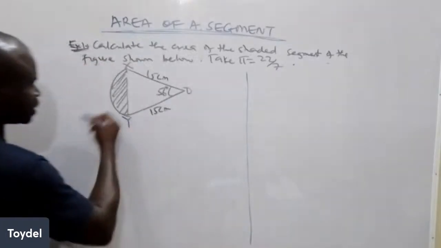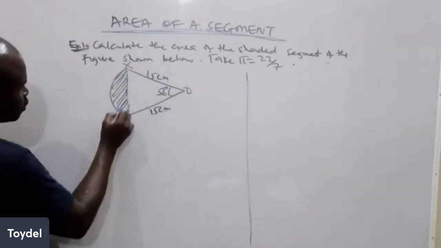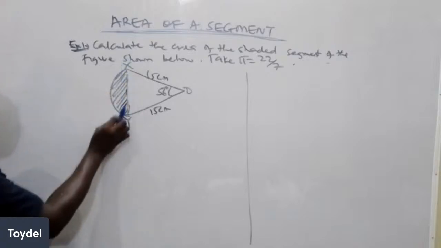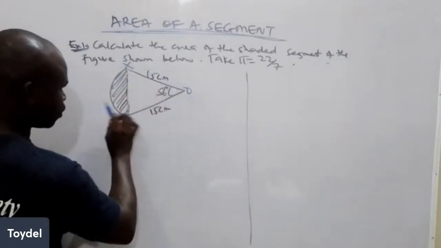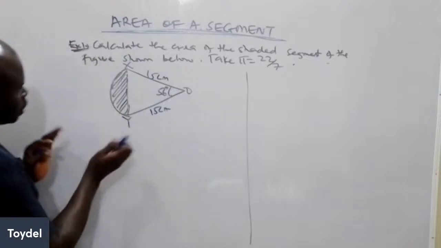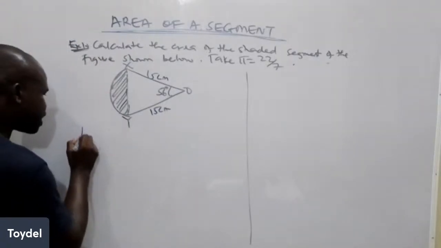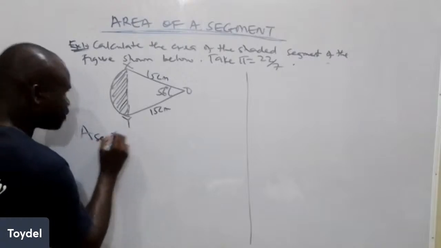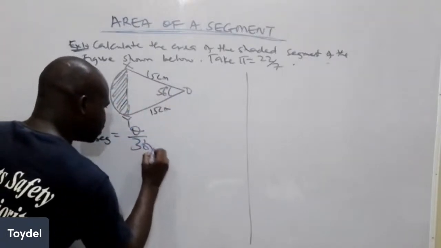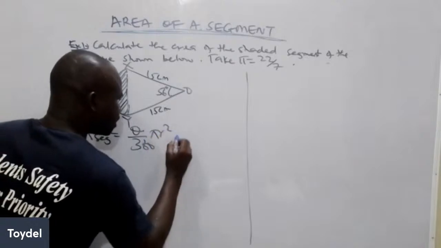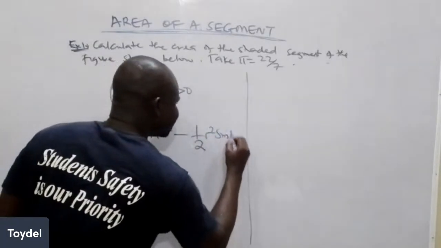So what do we do here? The portion that is shaded here is a segment from the sector. The whole diagram is a sector. The unshaded portion is a triangle. The shaded portion is a segment. How do we find the area of a segment? The area of a segment by formula is given as the area of the whole sector, theta over 360 degrees multiplied by pi r squared, minus the area of a triangle, half r squared sine theta.